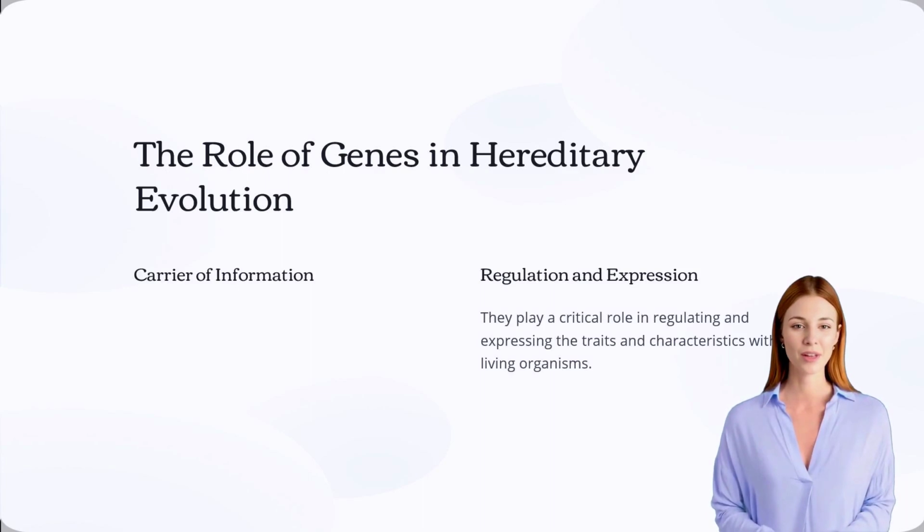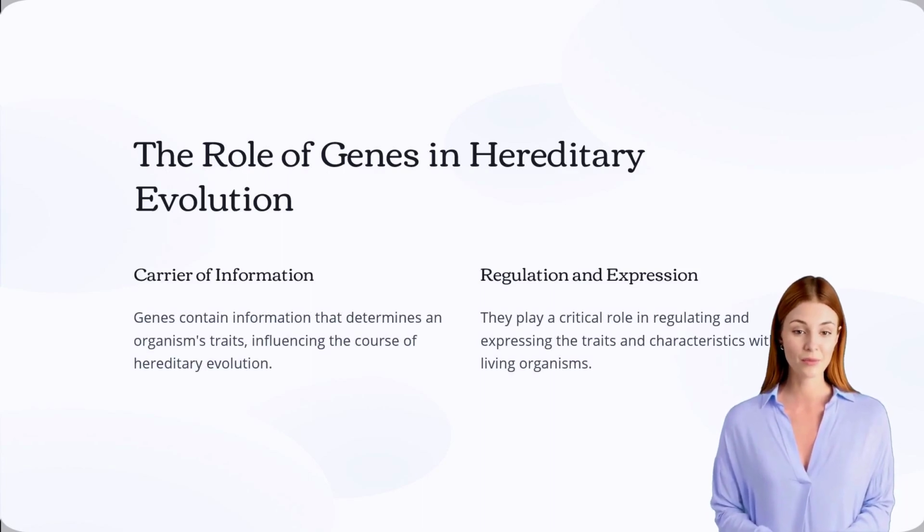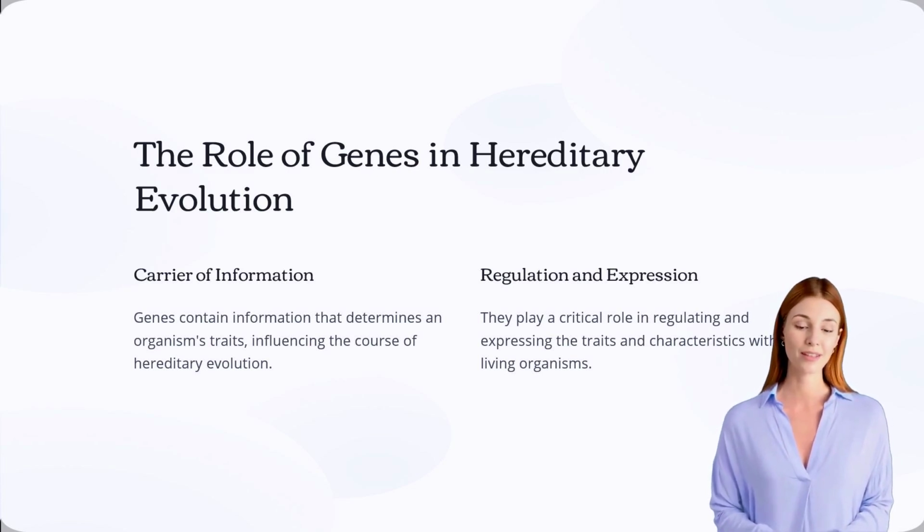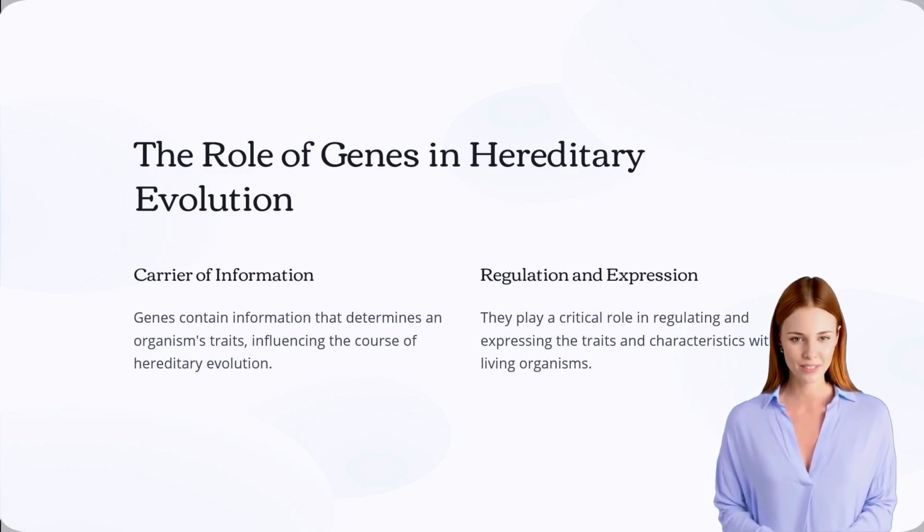Genes contain the instructions for assembling proteins, which are responsible for determining an organism's traits and characteristics. These genes are then passed from one generation to the next, resulting in the modification of the genetic makeup of the following generation. Additionally, genes also have an important role in controlling and expressing the inherited traits. With a better understanding of the part genetics play in hereditary evolution, we can begin to comprehend the intricate workings of living organisms.